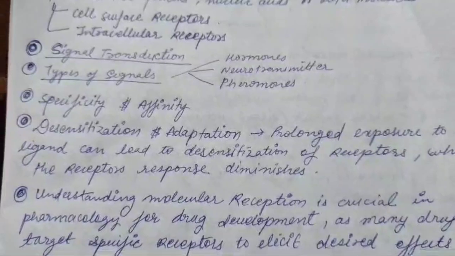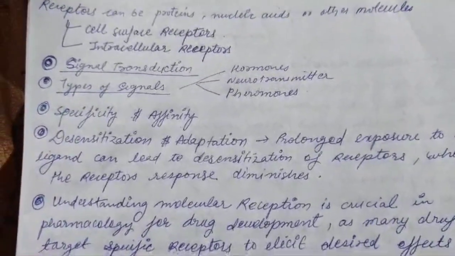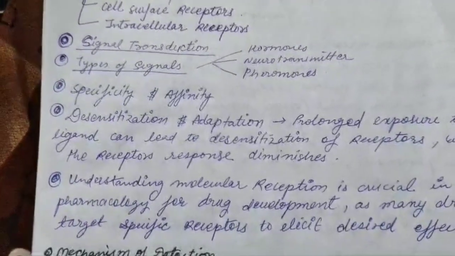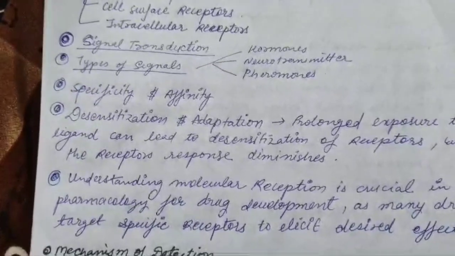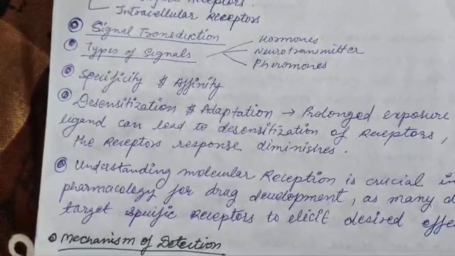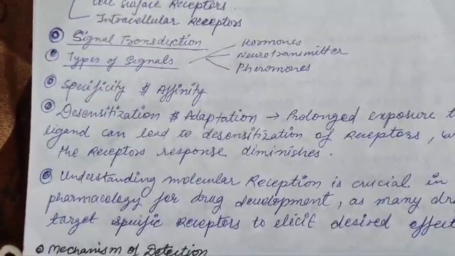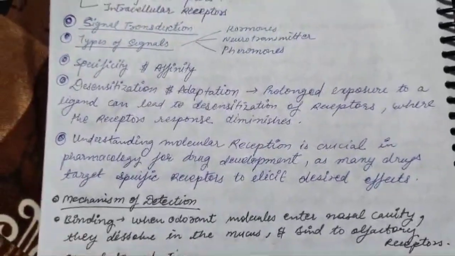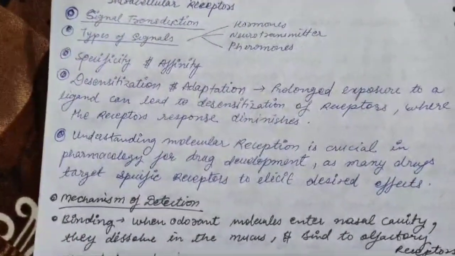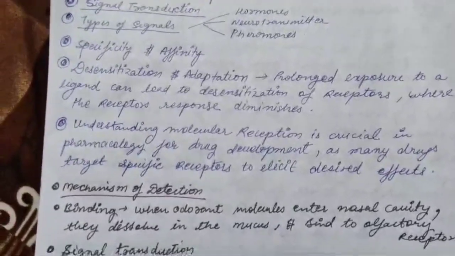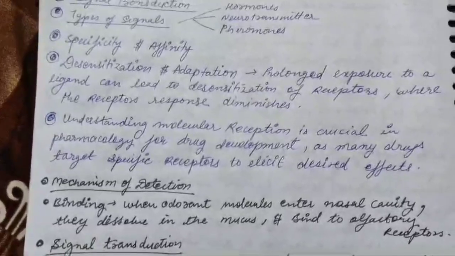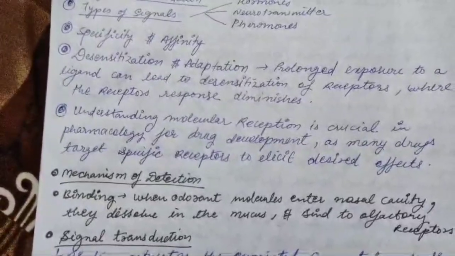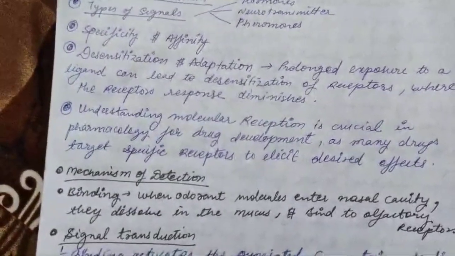Specificity and affinity. There are different types of signals that are transmitted for the different types of receptors, and every type of receptor has different types of molecules for its reception. They are very specific. Desensitization and adaptation. Prolonged exposure to a ligand can lead to the desensitization of receptors, where the receptor response diminishes. Understanding molecular reception is very crucial in pharmacology for drug development, and many drugs target specific receptors to elicit the desired effects.